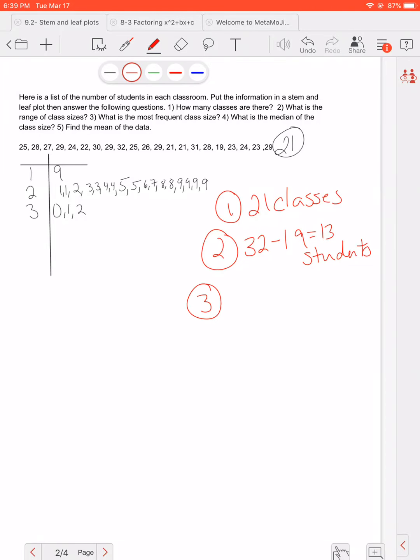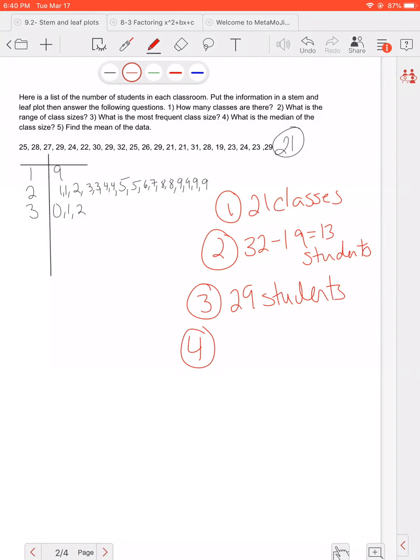What is the most frequent class size? So what is the mode? I'm looking to see what's in common here. I see 2 3s, 2 4s, 2 5s, but I'm seeing 4 9s, and I'm not seeing anything else with 4. So that would mean the mode is 29 students, because remember we need to take that number in front, our tens place number.